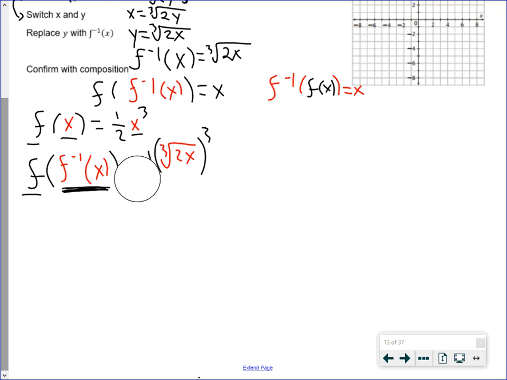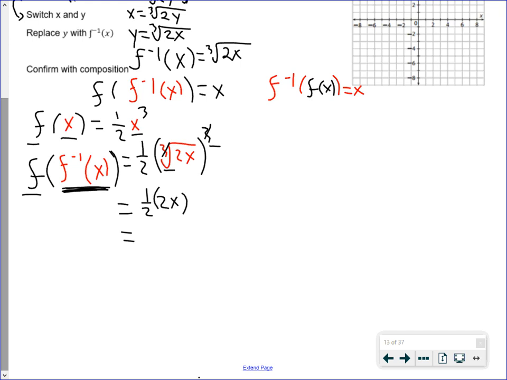I'm just not writing anything all too nice. You just make it look a little nicer. All right, so that's what we have, and now we're going to solve this out. So cube roots and cubic exponents cancel each other out the same way squares and square roots do. So that means these cancel out, and we're left with 1/2 times 2x.